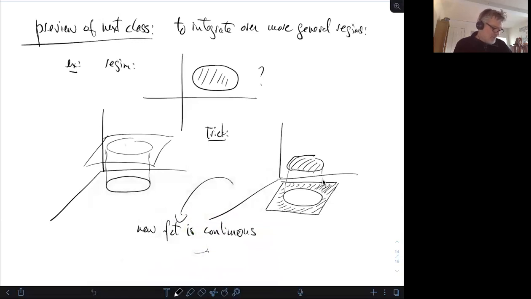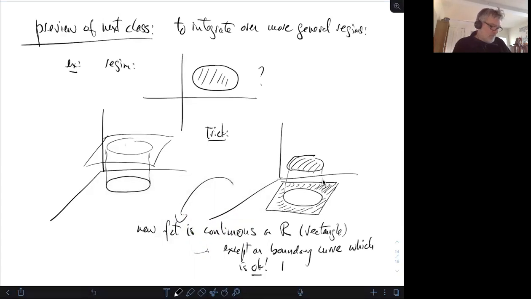The new function is continuous on R, the rectangle, except on the boundary curve, which is okay. So Fubini will work. Okay, so that's why I needed to mention that earlier. All right, but I'll do that next time.